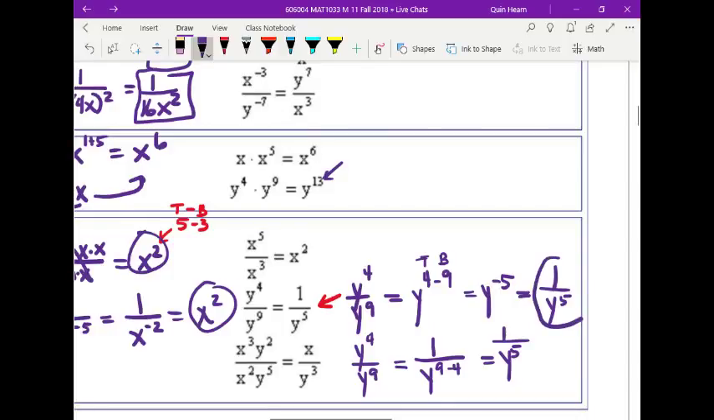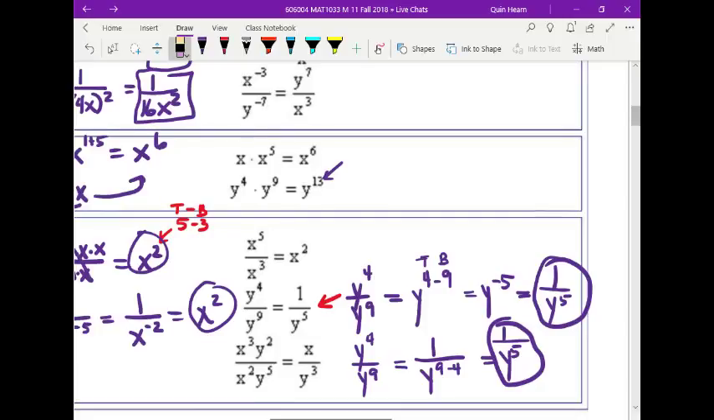And sometimes students ask me, do we really need this 1 over? Yes, we do. Y to the 5th is a different number than 1 over y to the 5th. For example, if you had 1 over 2 to the 5th, that would be 1 over 32, whereas just 2 to the 5th is 32. Those are two different numbers. If you take away the 1 over, you're actually making an error. So yes, you need that 1 over. We just don't need the 1 when it's in the denominator.